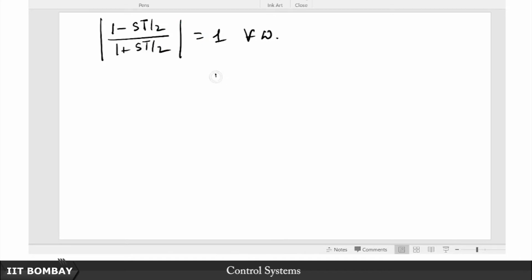So we have again root locus, Bode plot, and Nyquist diagram.